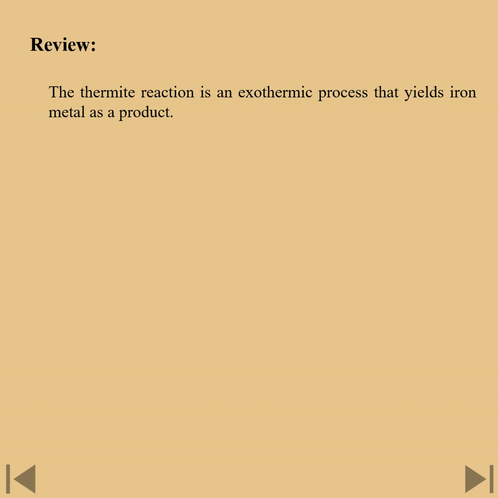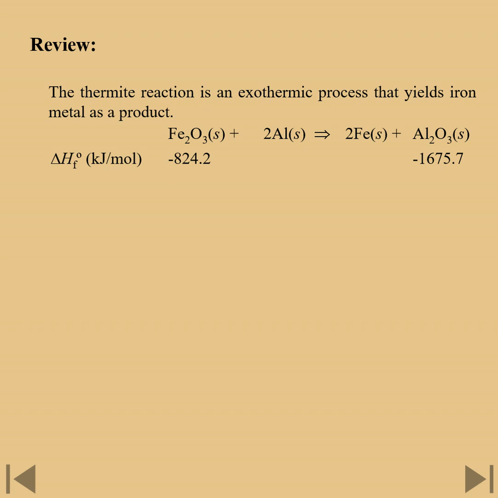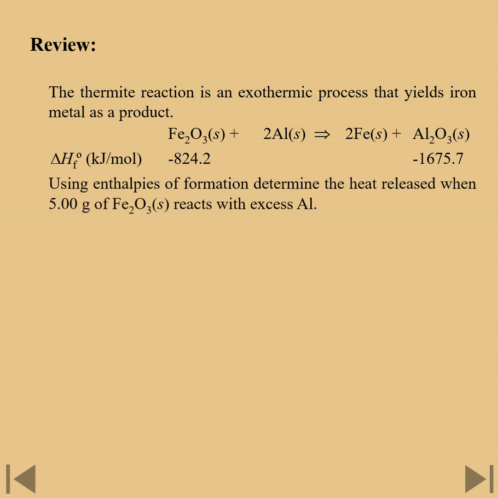Okay, let's practice some of the things that we've gone over. All right, the thermite reaction is an exothermic process that yields iron metal as a product. Here is that balanced thermochemical equation. And actually it doesn't give us the enthalpy for the reaction, so I do that. And now, using enthalpies of formation, determine the heat release when 5 grams of the iron 3 oxide reacts with excess aluminum. Okay, we have two parts to this problem. I hope you can see it. The first is to calculate the enthalpy of the reaction, and then we're going to use that energy per mole to then calculate the energy for that 5 grams, and we'll use our units for that portion.